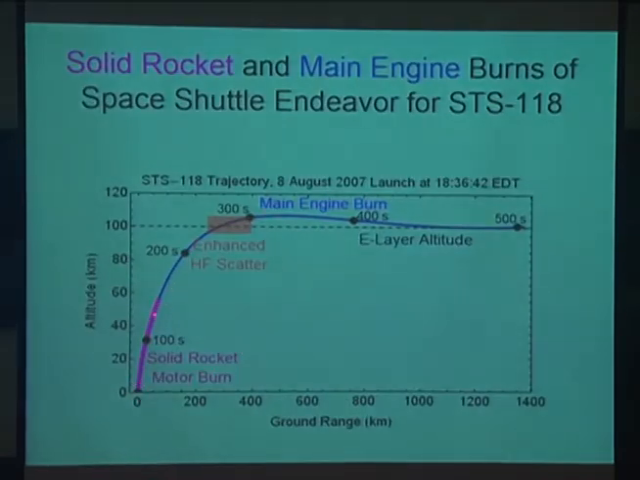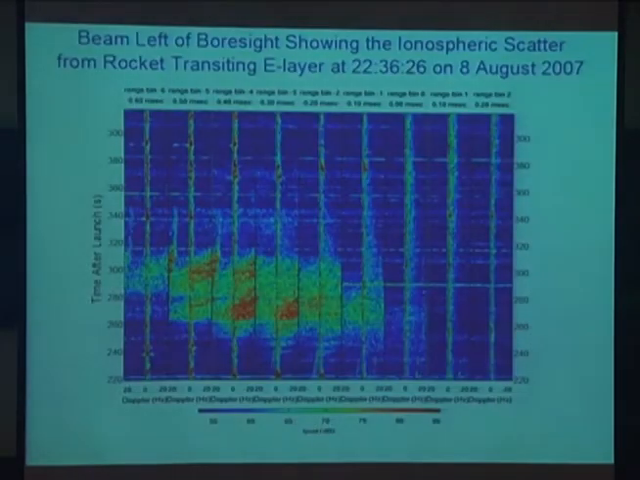The solid rocket motors burn up to 55 kilometers. Then the main engines burn all the way up through 100 kilometers altitude. And this is actually where we saw enhanced HF scatter. Next slide shows different range bands. These are times after the launch when the rocket was actually in the E region making enhanced backscatter. And we're talking 30 dB enhancement in the backscatter from an artificial sporadic E layer from the motors.